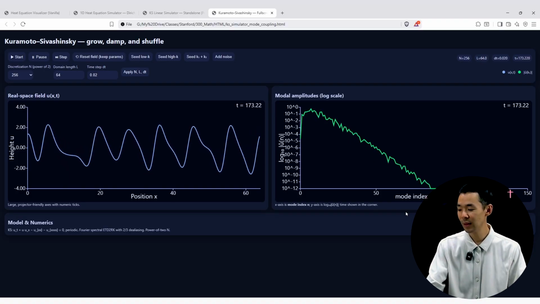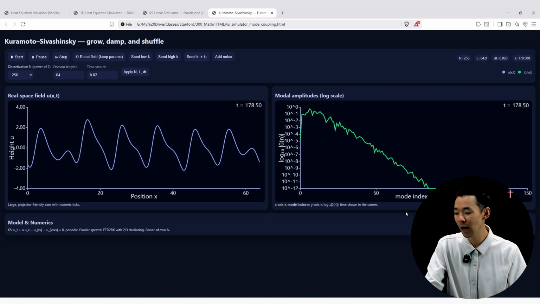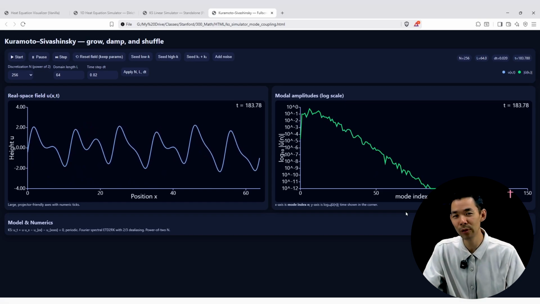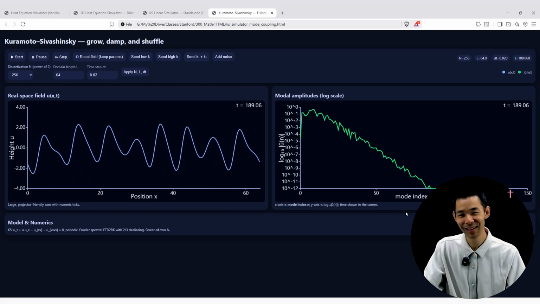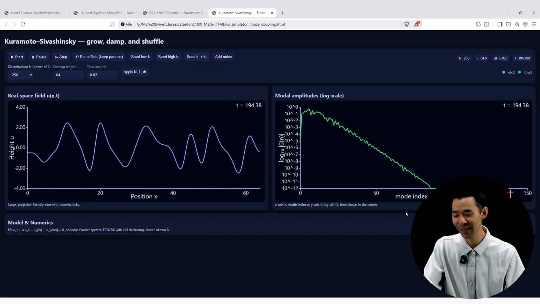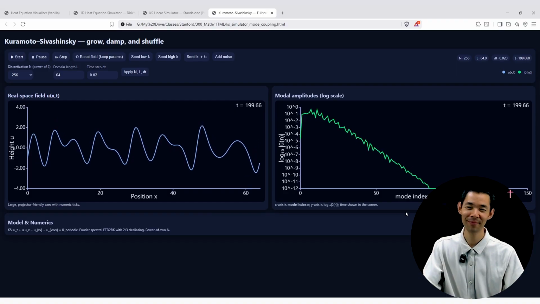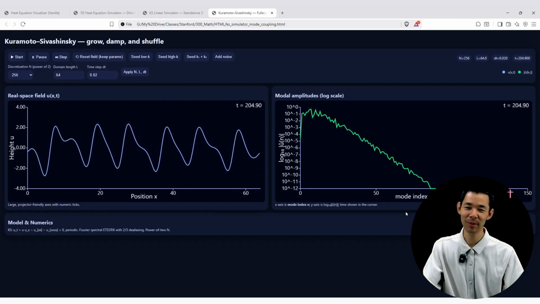So this is a system where it is linearly unstable, but globally bounded. It is an amazing system. I feel like I can look at the simulation all day long.